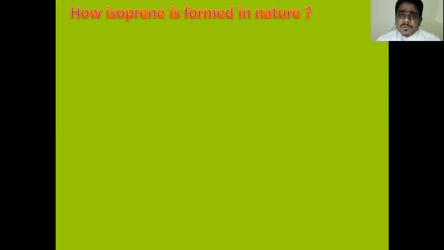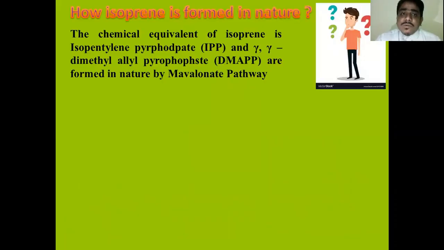How is isoprene formed in nature? This is a very big question. But students, remember that isoprene is not directly involved in the biosynthesis of the terpenes. Rather, the chemical equivalents of isoprene are isopentenyl pyrophosphate, that is IPP, and gamma-gamma dimethyl allyl pyrophosphate, that is DMAPP. Both are formed in nature by the mevalonate pathway.